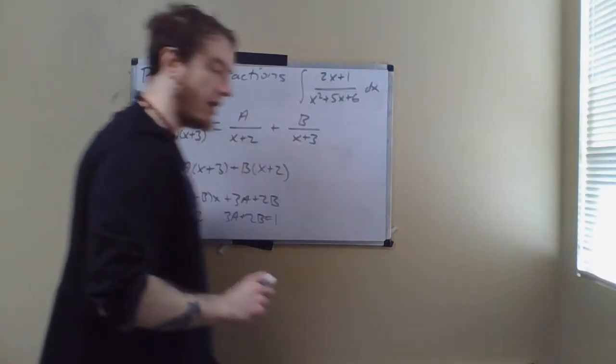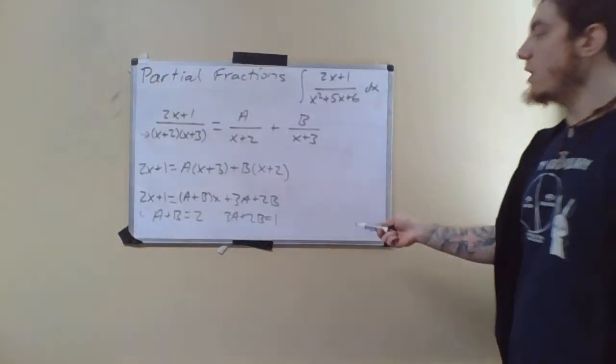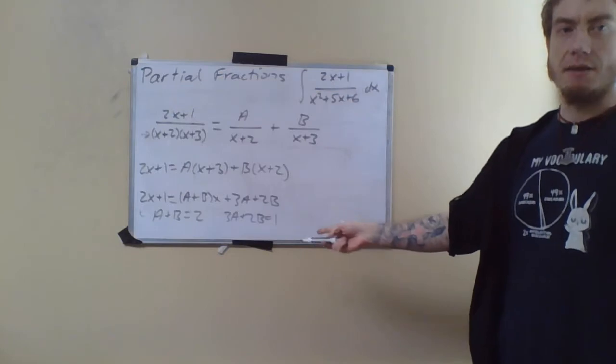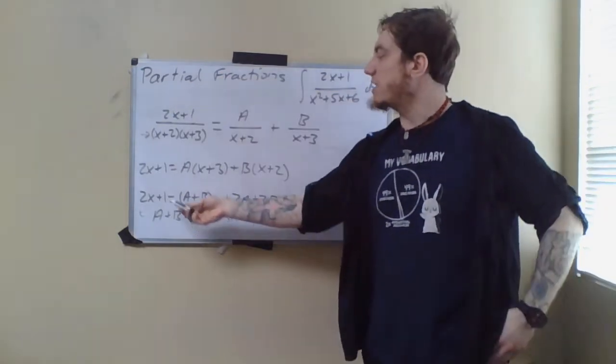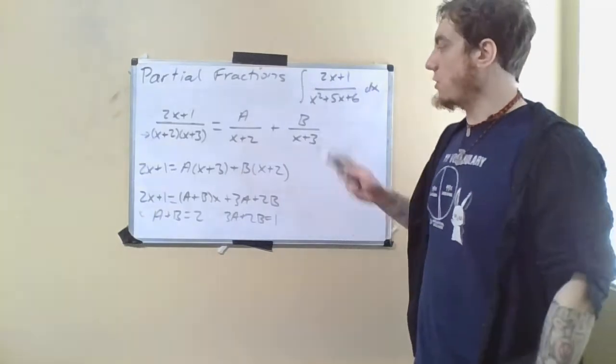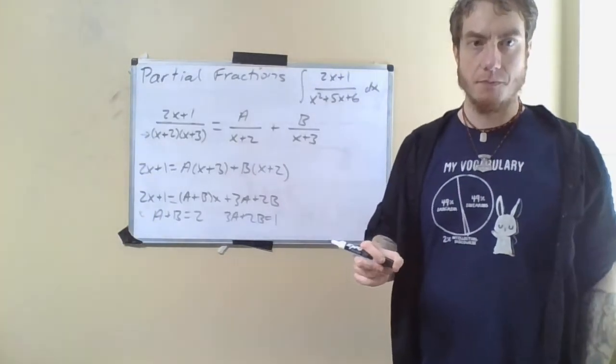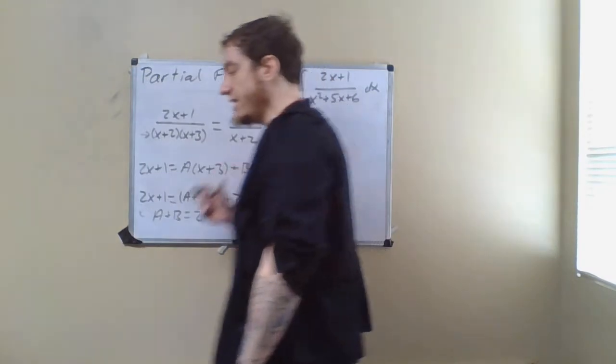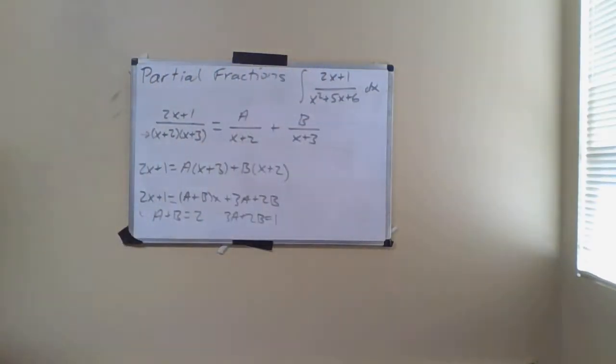And because of that, we get this system of equations. We can solve them for A and B. The reason I can do this is because if two polynomials are equal, the only way that can happen is if the coefficients of the polynomials are equal. So that is what we are going for here.